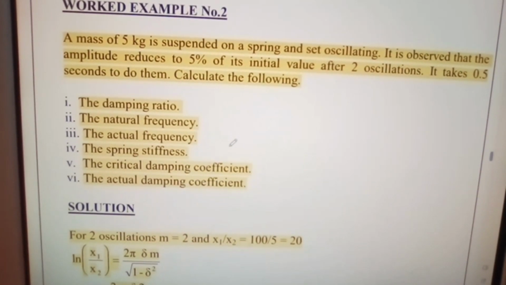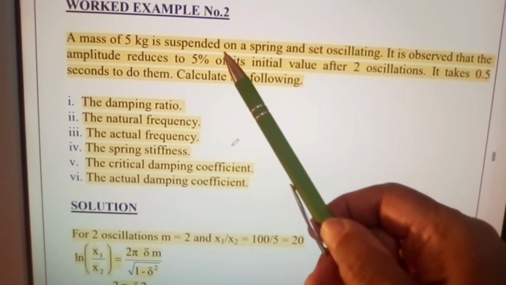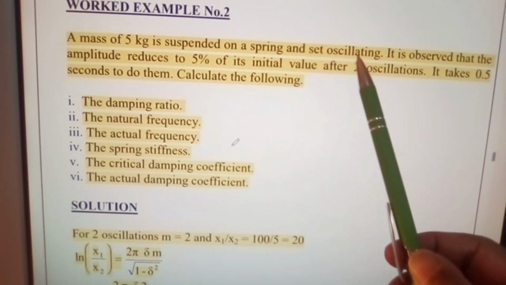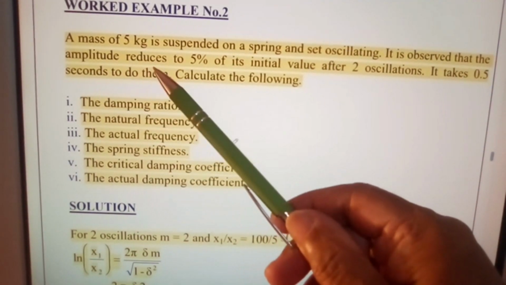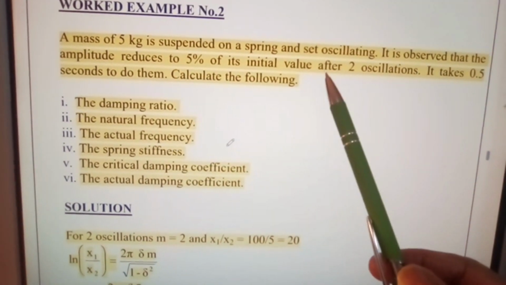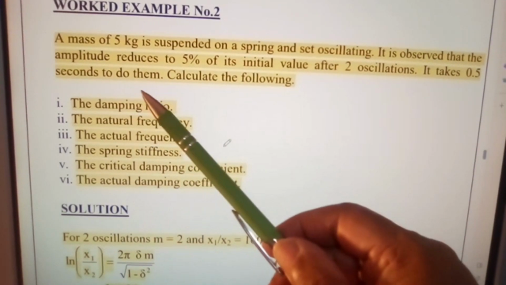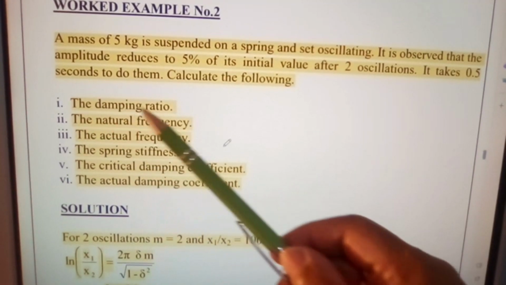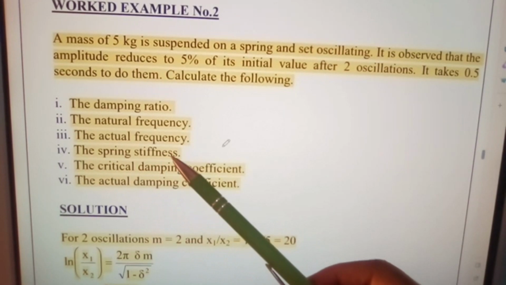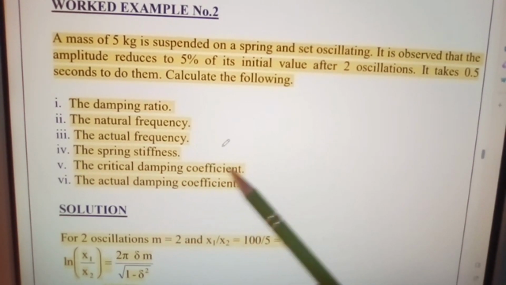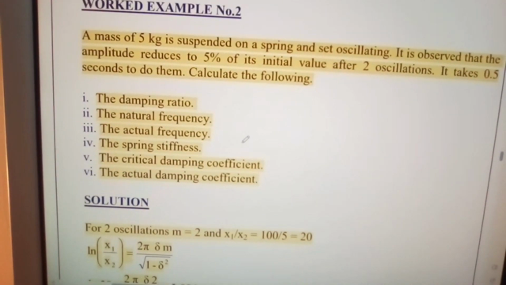And here we have another work example. A mass of 5 kilograms is suspended on a spring and set oscillating. It is observed that the amplitude reduces to 5% of its initial value after 2 oscillations. It takes 0.5 seconds to do them. Calculate the following: the damping ratio, the natural frequency, the actual frequency, the spring stiffness, the critical damping coefficient, the actual damping coefficient. And here's your solution.